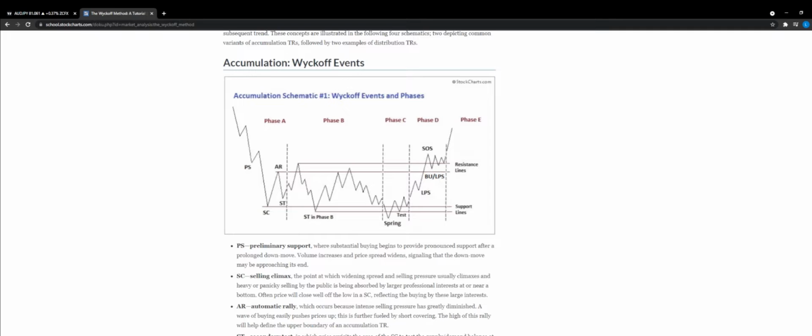In general, the trading range, or the TR, of an accumulation schematic is defined by the space between the SC low and the AR high. So this is your, I suppose you could call it in simple terms, support and resistance, right?